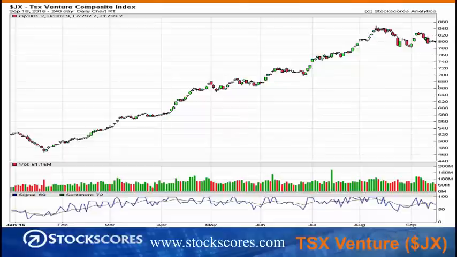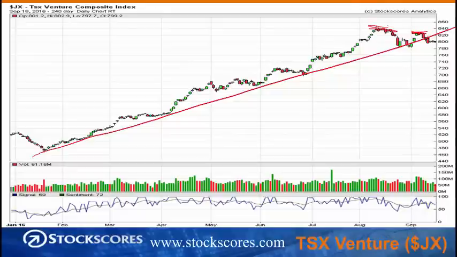TSX Venture, similar situation. We have this nice long-term upward trend line. We're holding that, but notice that we've got a falling top here. So we've got this top and then a falling top. One bad day breaking down from this chart here, and we're probably getting a reversal of this long-term upward trend.